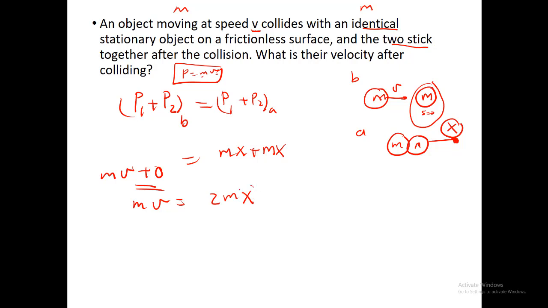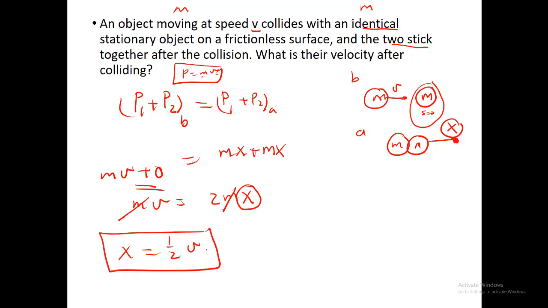Remember, we are looking for x. How much is x? But of course we can cancel out m now. M was m, and x will be equaling 1 over 2 of v. That's it, or 0.5 v. يبقى the speed or the velocity after the collision of the two objects will be half the velocity of the first object before the collision.